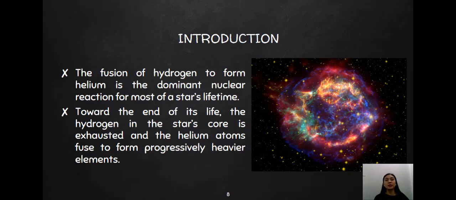However, at the end of a sun's life, of course, we all know that things come to an end. It says here, toward the end of its life, the hydrogen in the star's core is exhausted, and the helium atoms fuse to form progressively heavier elements. So when all of the hydrogen in the sun is already used up, the helium atoms will fuse together to create higher elements, or elements with a higher atomic number, or heavier elements.